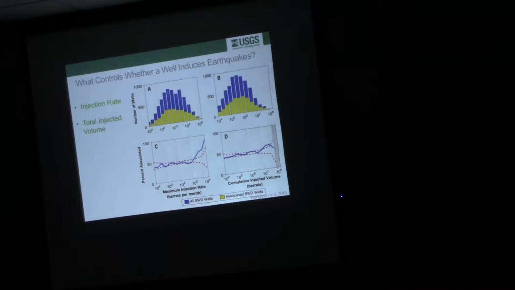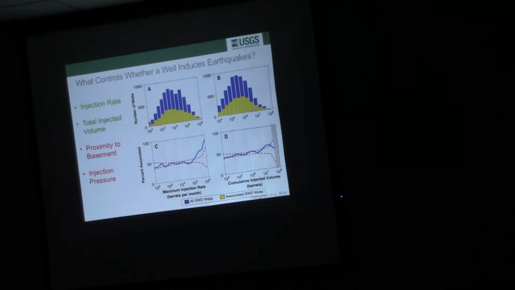So injection rate, sort of above 150,000 to 300,000 barrels a month, really does seem to control or affect the likelihood that a well will induce earthquakes. Looking at cumulative injection, we really are staying within our confidence bounds pretty much the whole time. So it really doesn't look like total injected volume is relevant.